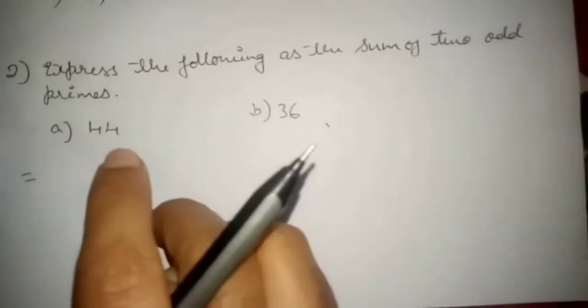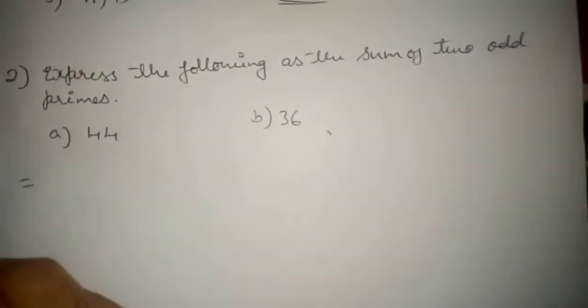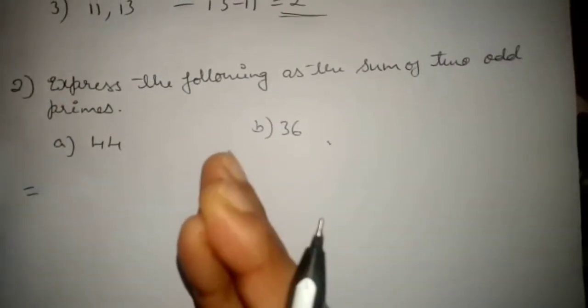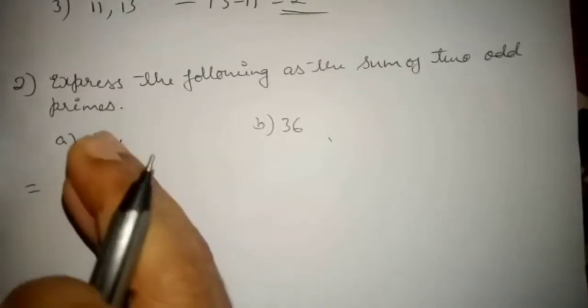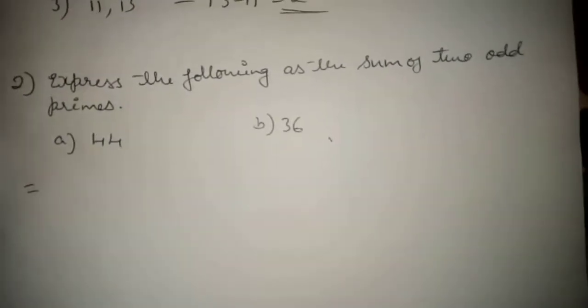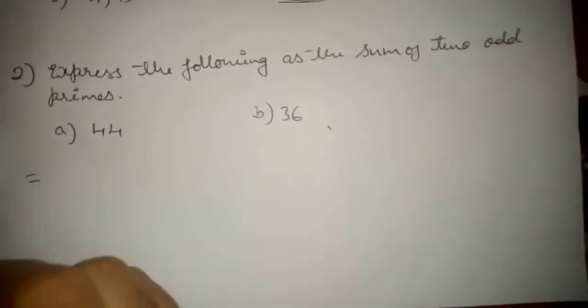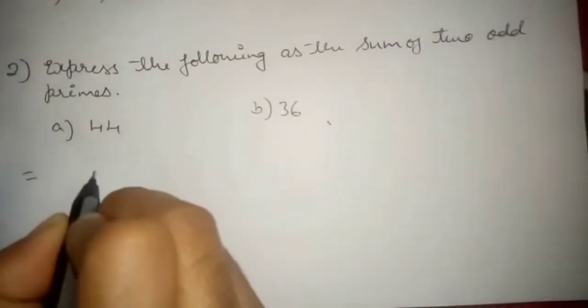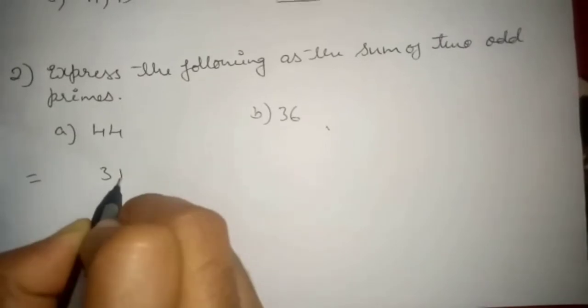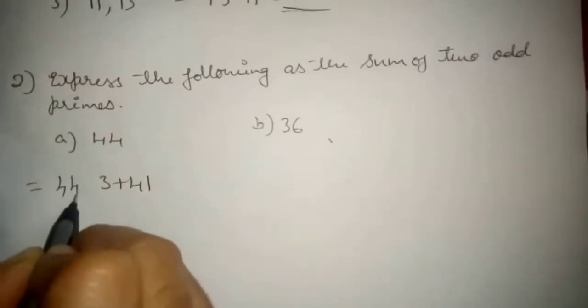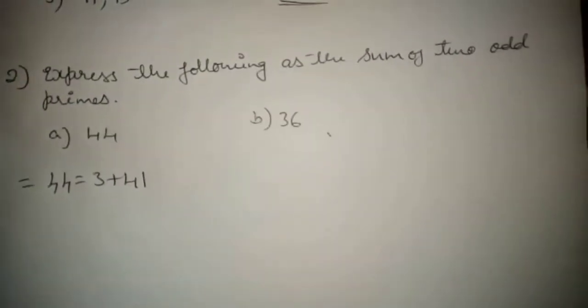So 2 is an even number, so we cannot take that. Let me see with 3. 3 is a prime number, right? If we subtract 3 from 44, how much will we get? 41. So 41 is also a prime number, right? So we got the 2 prime numbers, that is 3 plus 41. So 44 is written as 3 plus 41.